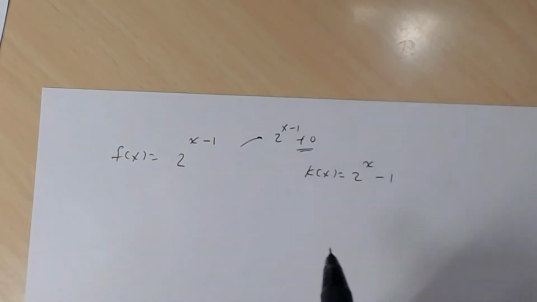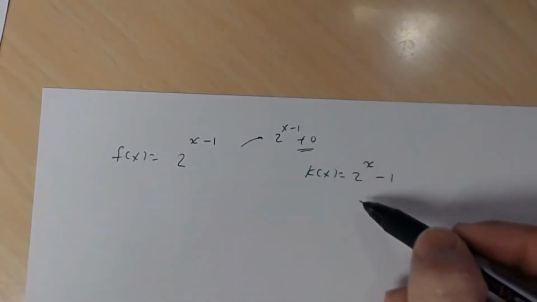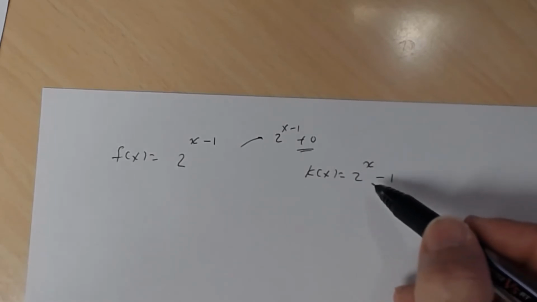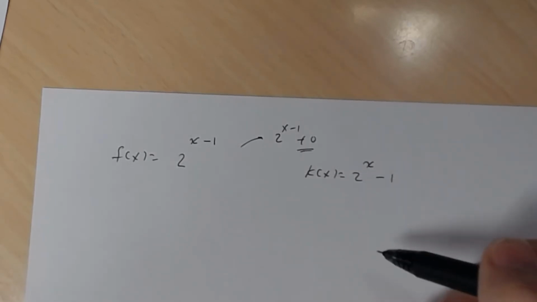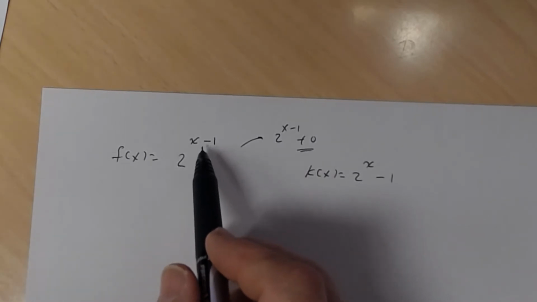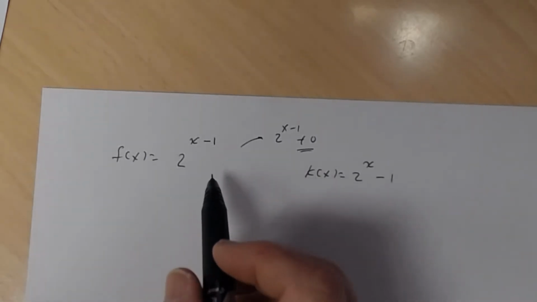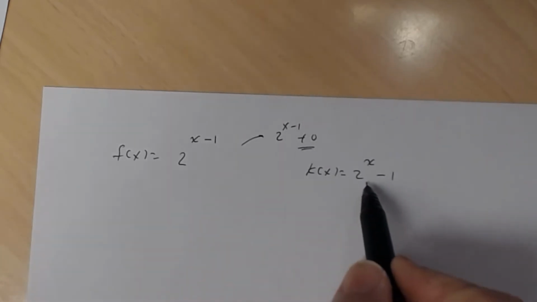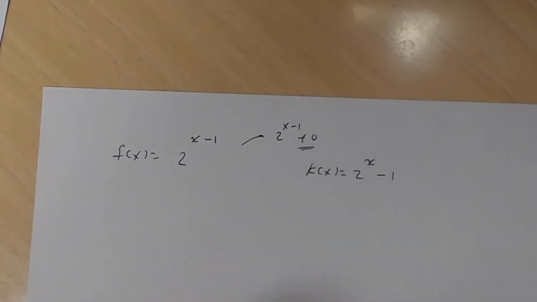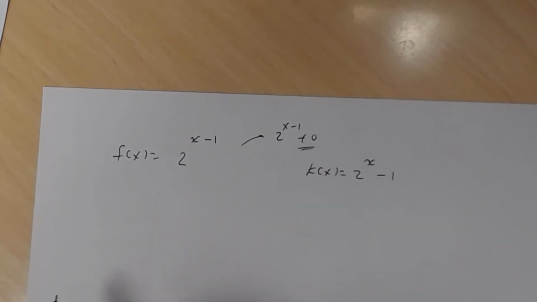All right, now let's go back to that vertical translation. So remember, this is a vertical translation. So here's your parent function. You're going to shift it down 1 unit. Okay, shift it down 1 unit. Okay, over here, notice where the negative 1 is located. The negative 1 is located in the exponent. So this is going to be a horizontal translation. Vertical translation, horizontal translation.